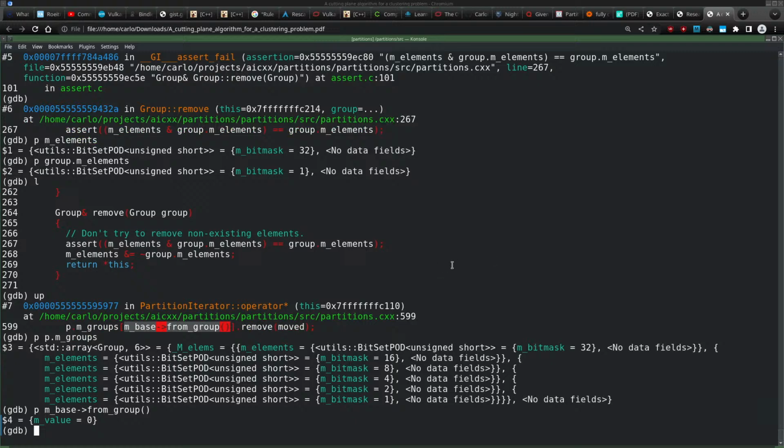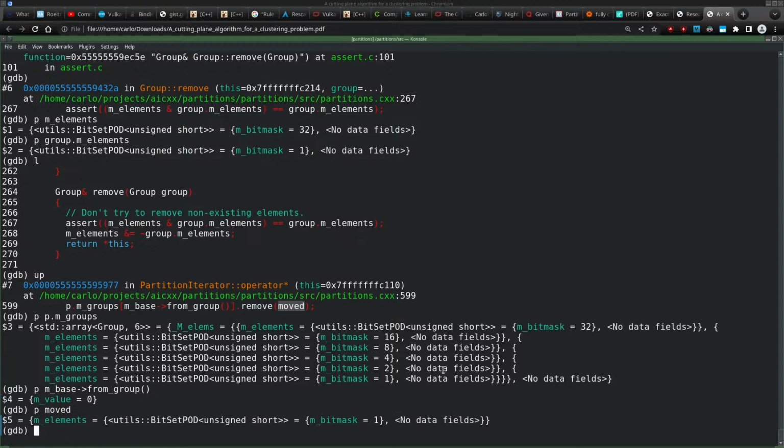It's trying to remove from group 0, which would be the first one. Oops, 32. But we cannot try to remove anything else than 32 itself, of course. So moved must be 32, and it is 1. That's wrong.